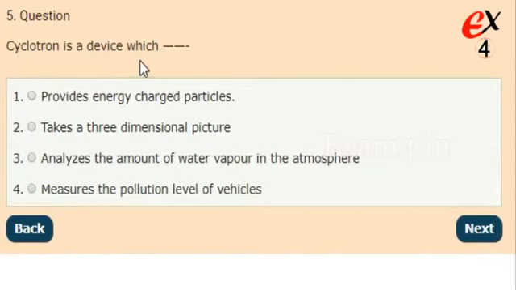Next. Cyclotron is a device which is used for. Options: provides energy to charged particles. Option 2. Takes a three-dimensional picture. Option 3. Analyzes the amount of water vapor in the atmosphere. Fourth option. Measures the pollution level of vehicles. Answer is option 1. Provides energy to charged particles.